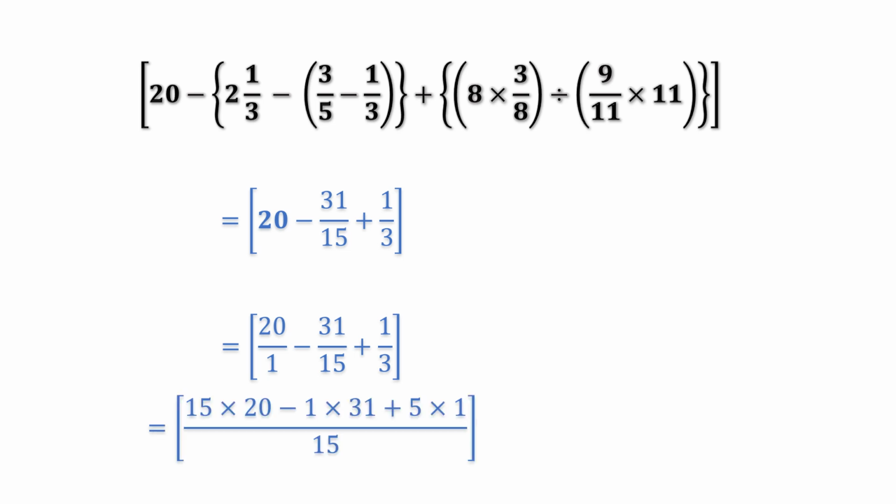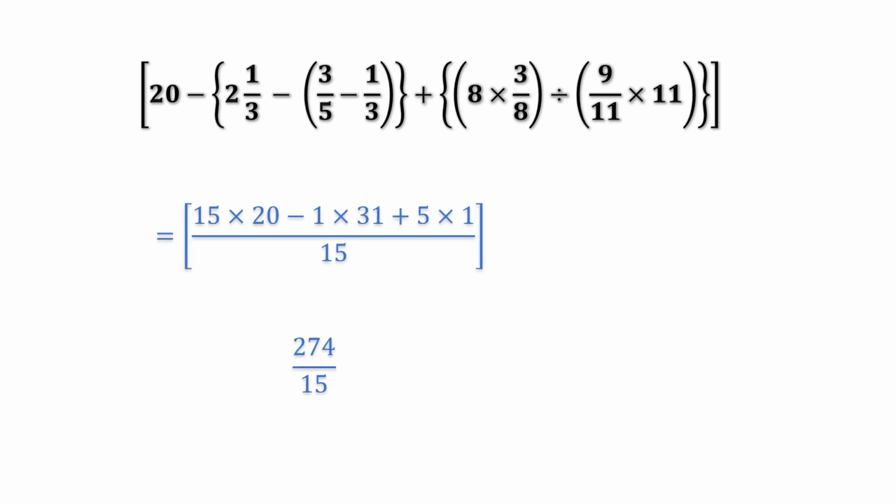Now we will take this denominator 15 and we should ask ourselves, 1 into how much is 15? 1 into 15 is 15. That 15 is multiplied to 20. So we write 15 into 20. Then we give this minus sign here. Again ask yourself, 15 into how much is 15? So 15 into 1 is 15 and this one is multiplied to 31. So 1 into 31, the plus sign is there. Ask yourself, 3 into how much is 15? 3 fives are 15. So 5 is multiplied with 1 and we write 5 into 1.